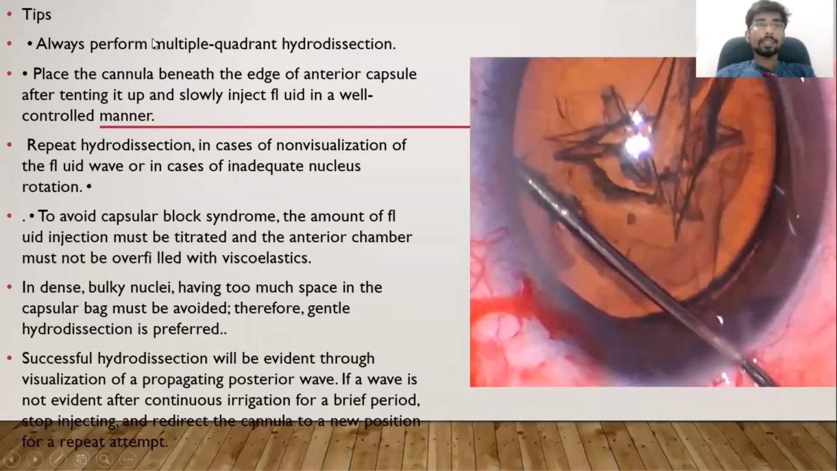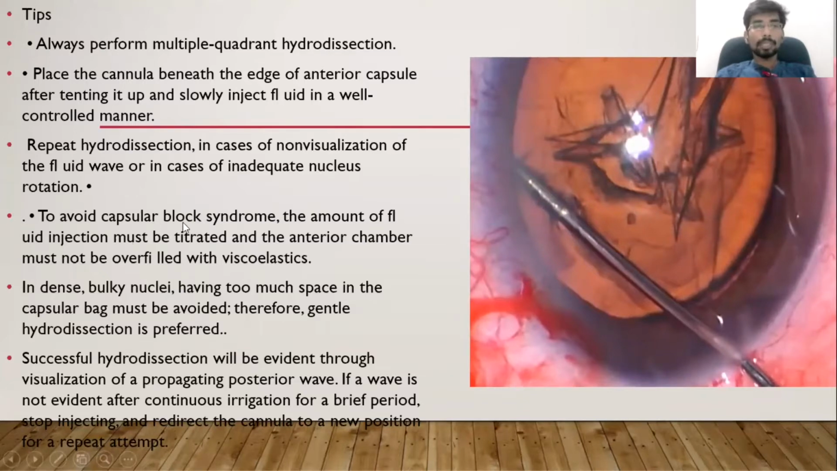So tips: always perform multi-quadrant hydrodissection. Place the cannula beneath the edge of the anterior capsule after tenting it up and slowly inject the fluid in a well-controlled manner. Repeat hydrodissection in case of non-visualization of the fluid wave or in case of inadequate nucleus rotation.